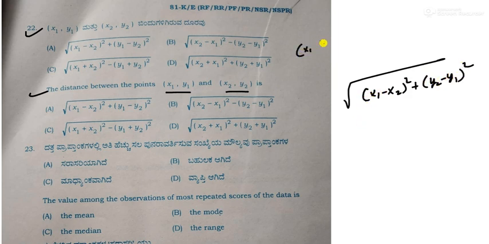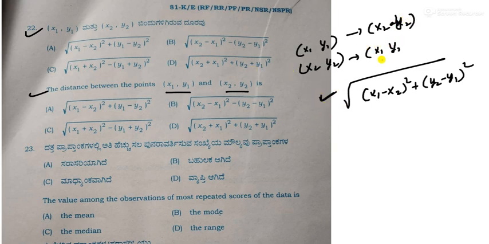Now x1 y1, x2 y2. Okay, what if I write this as x1 y1 and this as x2 y2? Will there be any change? No, it remains the same. The formula remains the same. Either if I write this as x2 minus x1 whole square, and this as y2 minus y1 whole square, both of them are same, x2 minus x1 whole square and y1 minus y2. If I'm taking x1 here, here y1 should come. If I'm taking x2 here, here also y2 should come. That is the main thing.